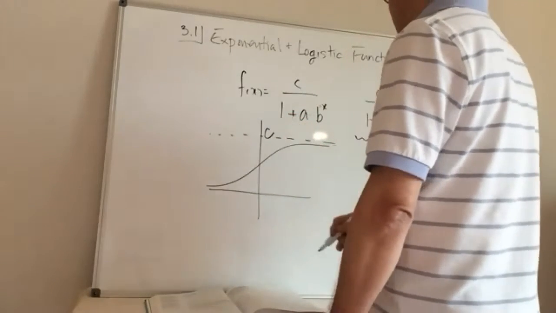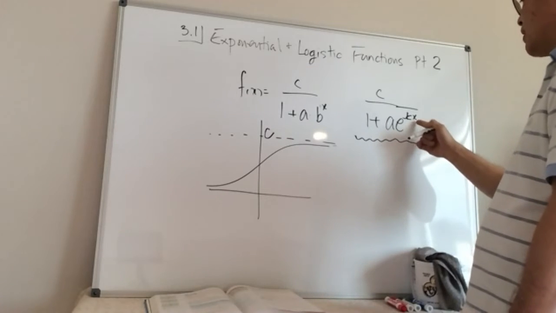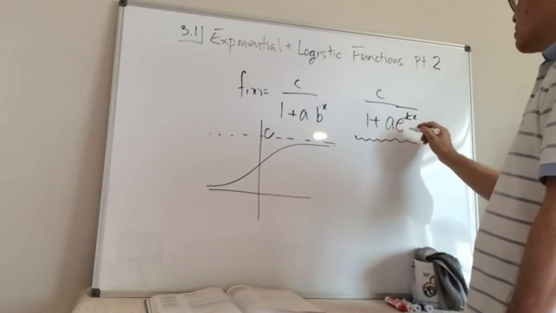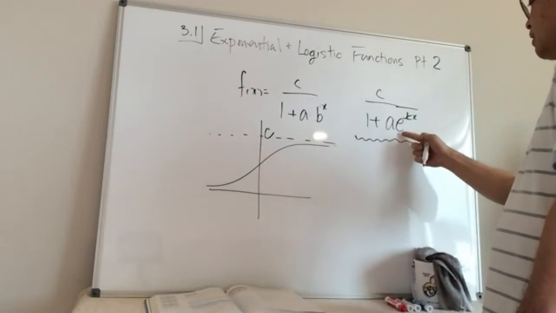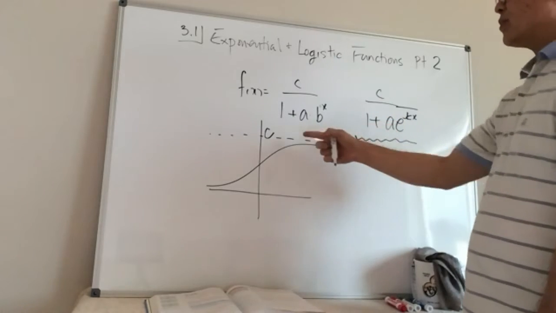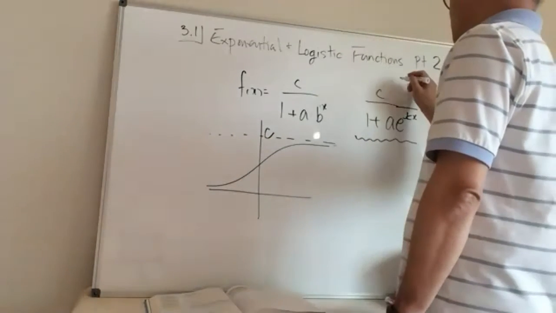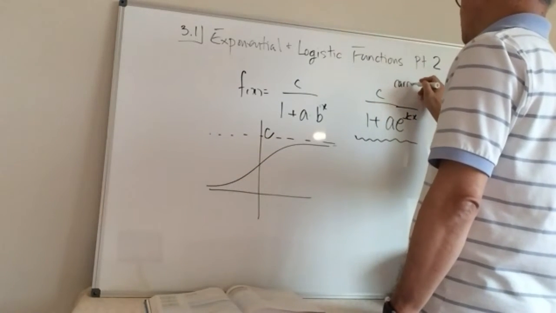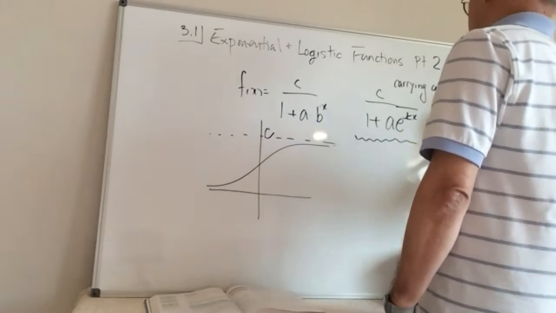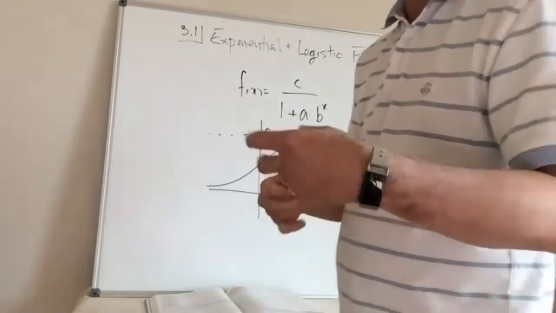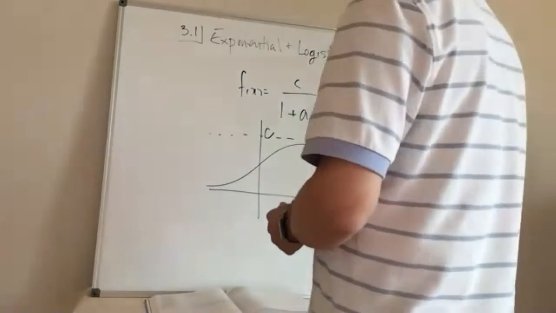This is C. You can see it if you look at this: if x goes big, what's going to happen? This guy becomes 0. As x becomes larger and larger, this becomes 0, and you get C over 1, so that's where you get the C. The reason it's called C is because it's also called the carrying capacity. We will talk about this here, and you'll also talk about this later on in calculus. So this is the carrying capacity, C.